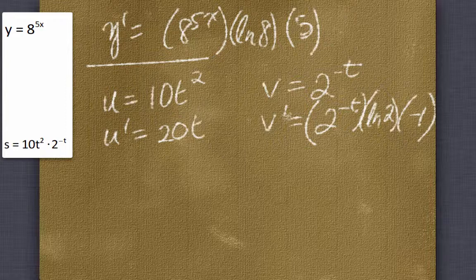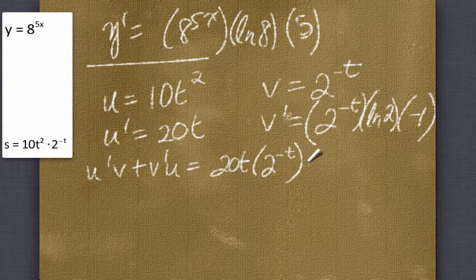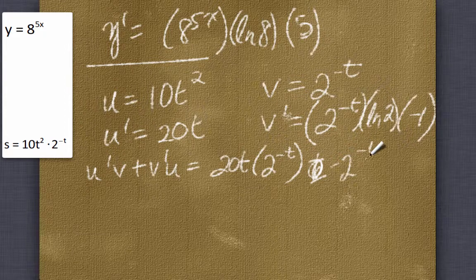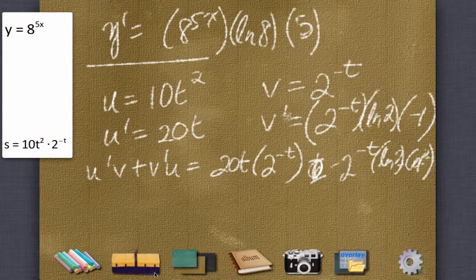U prime v plus v prime u equals 20t times 2 to the minus t plus, well, minus 2 to the minus t times natural log 2 times 10t squared. I should start that line over, that looks bad.